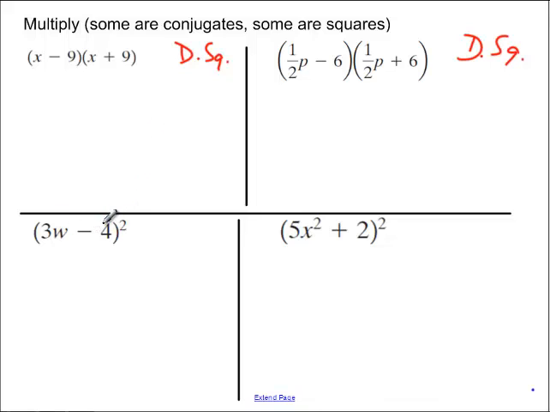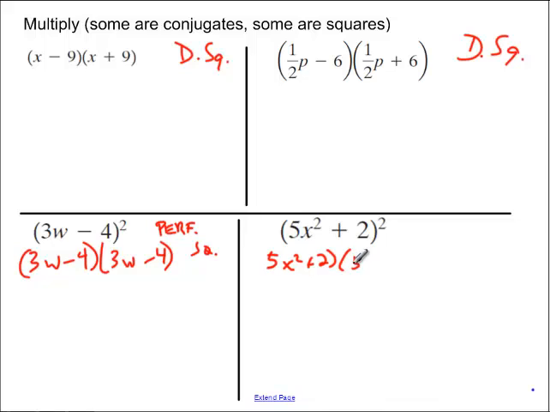Let's see, this one down here, a little bit trickier. This is a 3w. Here's an a, here's a b term. And all we have to do is recognize that this is shorthand for 3w minus 4 times 3w minus 4, and that should be a perfect square. This is, well, the same thing. This should be the longhand. It'd be 5x squared plus 2 times 5x squared plus 2, because that squared makes us write this base twice multiplied by itself. So here again is a perfect square.